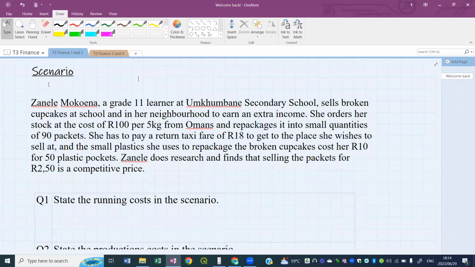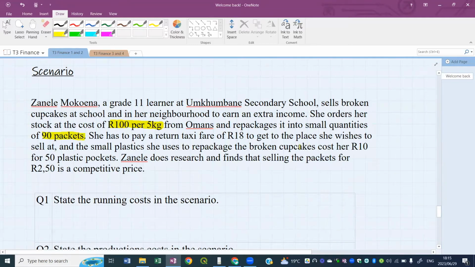So we have Zanelli Mokeda, a grade 11 at Mkubani Secondary School, who sells broken cupcakes at school and in her neighborhood to earn extra income. She orders her stock at the cost of, now this is important, 100 Rand per 5 kilograms from Osmond's, and then she repackages it into small quantities of 90 packets. She has to pay a return taxi fee of 18 Rand to get to the place she wishes to sell at, whether it's the school or the neighborhood.